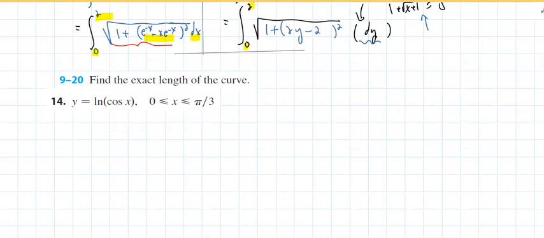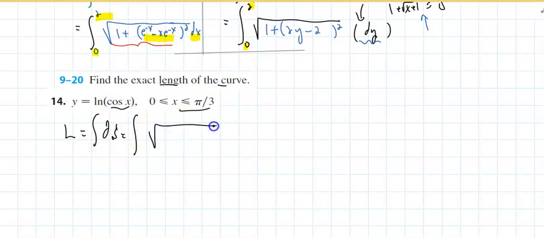The next problem I'd like to look at is number 14. And on 14, I'll look at this, say, all right, well, find the length of the curve L equal the integral of ds. And that is the integral. In this case, I notice I could take a derivative with ease with respect to x. So again, this is my choice. Do I go for dx or dy? It's up to you. In this case, I suggest you go for dx since everything's set up in terms of x.